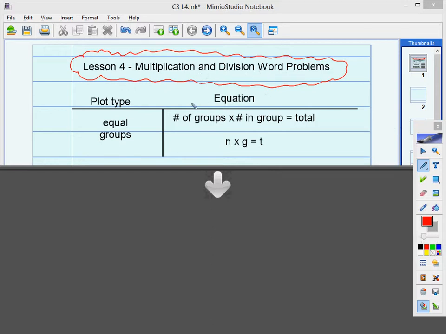Okay, so in lesson 3 we had plot types for addition and subtraction, so we will have plot types for multiplication and division word problems also. The plot type, remember, is just the story, what it is telling you to do in the word problem.